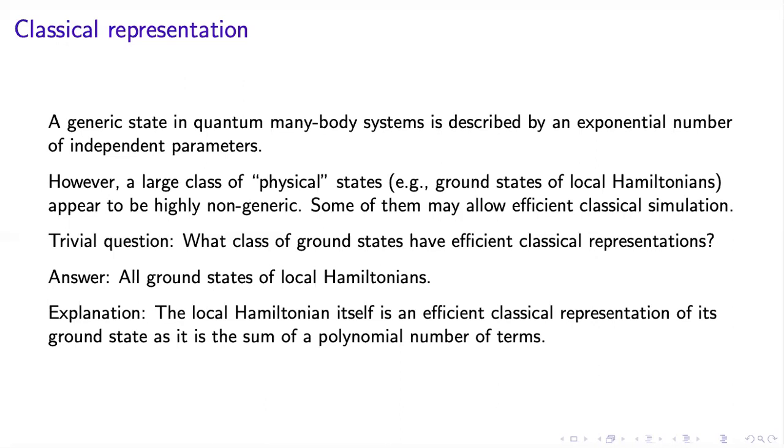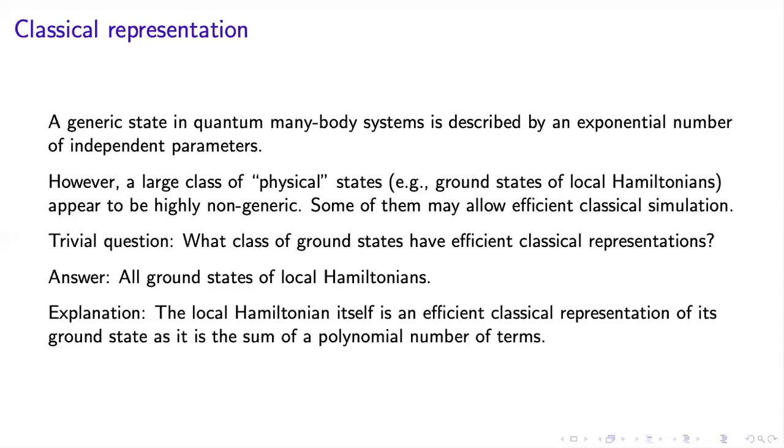So the Hamiltonian itself can be represented in polynomial space because a local Hamiltonian consists of a polynomial number of terms. This is because each term acts on a constant number of spins, and all combinations of a constant number of spins is a polynomial in the total number of spins. And this representation of just representing the local Hamiltonian is, of course, a mathematical representation for the ground state and it is in polynomial space, but it doesn't really tell us anything.